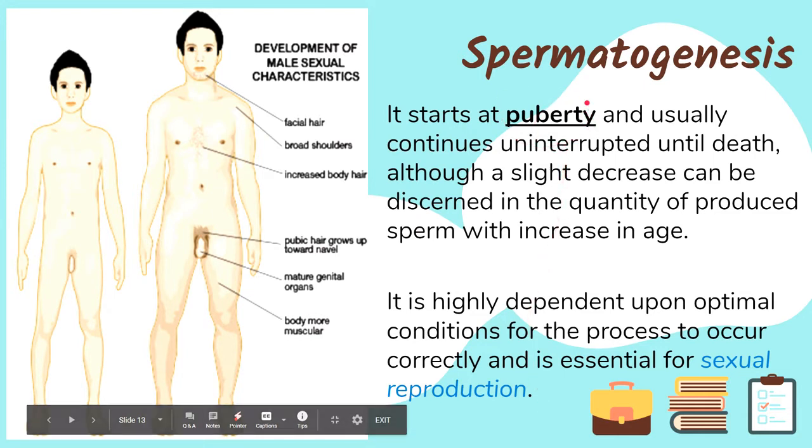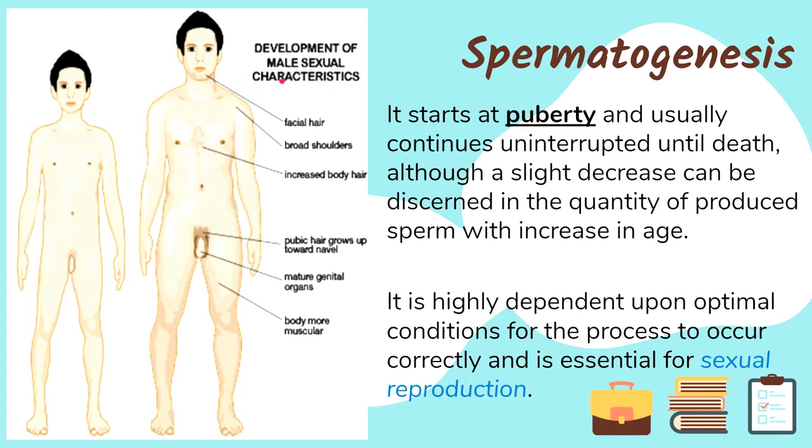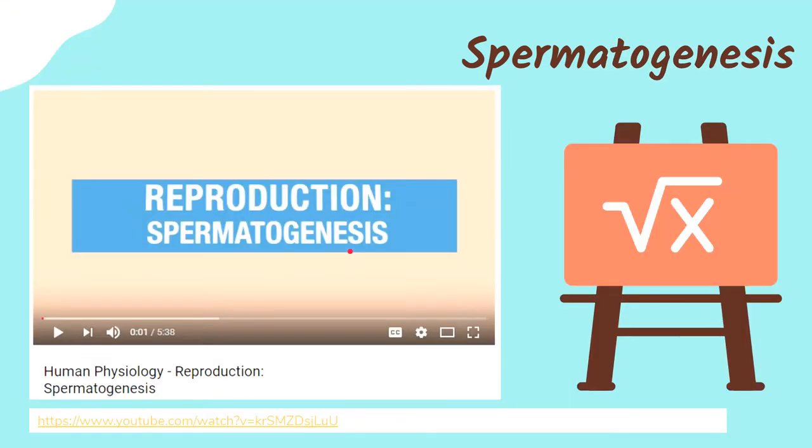Together with spermatogenesis on the onset of puberty, there's also the development of the secondary male sex characteristics. We've talked about this: facial hair, broad shoulders, increased body hair, maturation of the genital organs in males, and having a more muscular body.